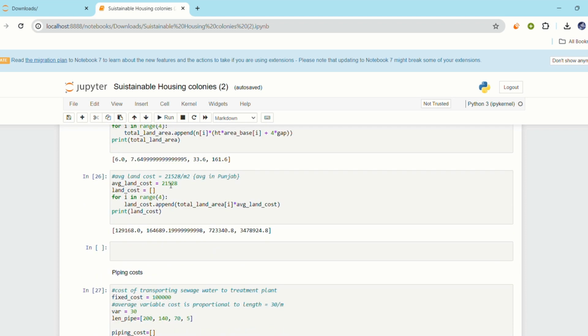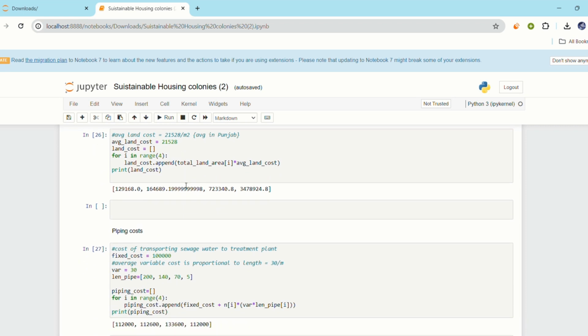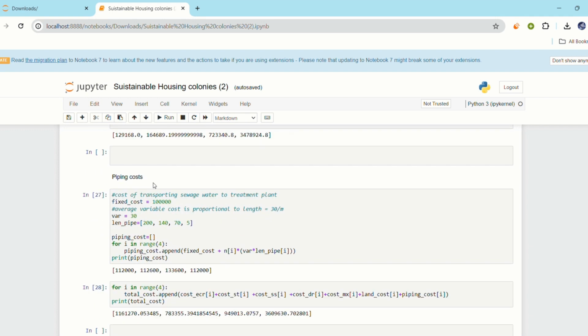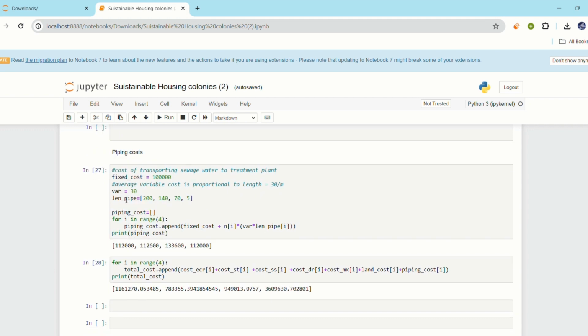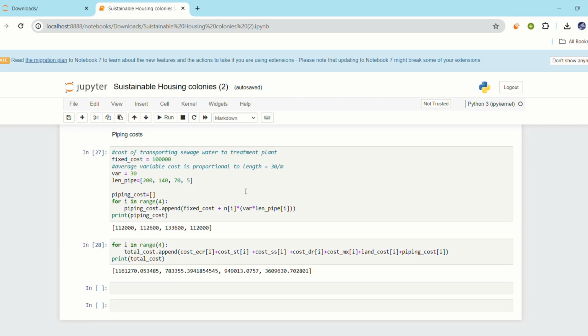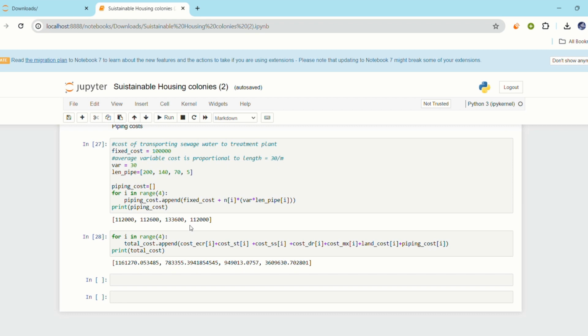Talking about cost, we have taken the average land cost as 21,528 rupees per square meter according to Indian standards, and I have calculated the land cost here. Piping costs are also important. For piping, I have taken a fixed cost of 1 lakh rupees, which involves carrying wastewater from a sewage plant or a river to the treatment plant. The variable cost is a function of the length of the pipe and other factors like diameter and thickness of the pipe, and it is calculated here. Reviewing this, the most viable is the 550 liter reactor.